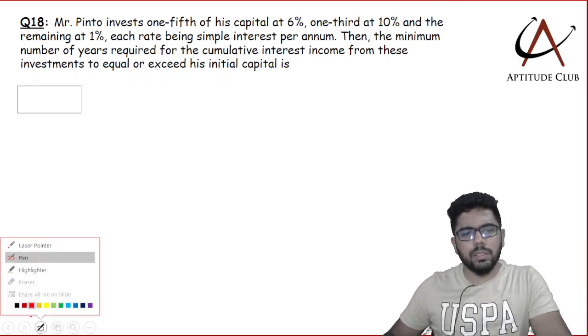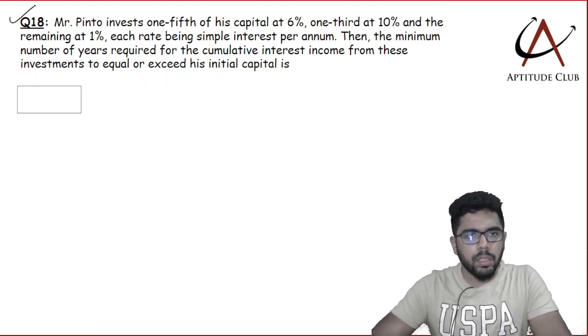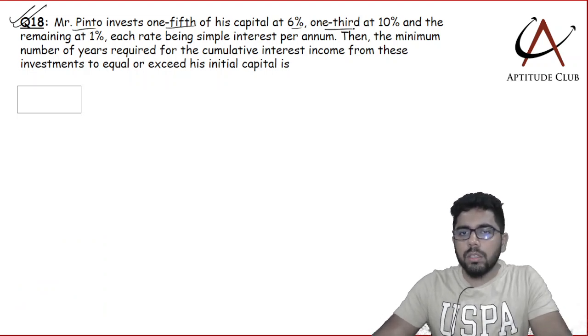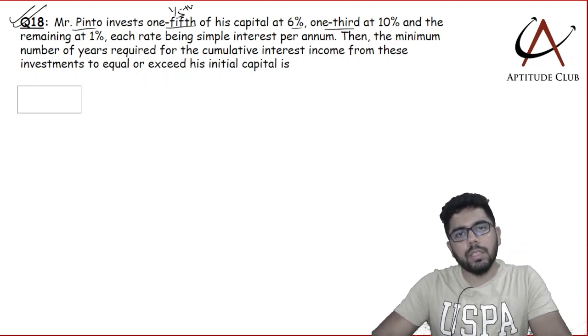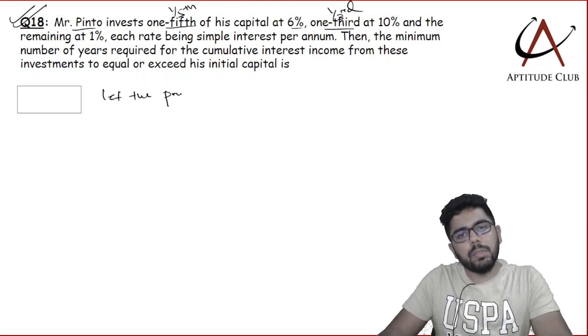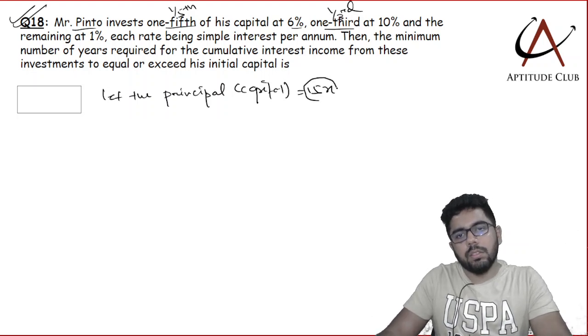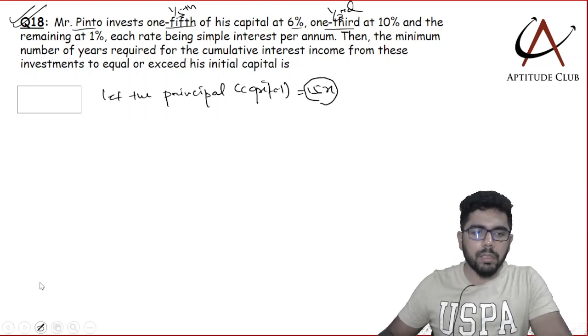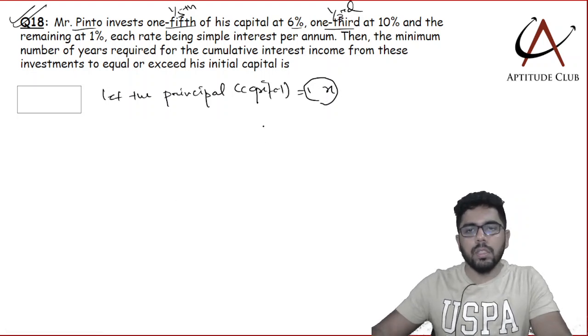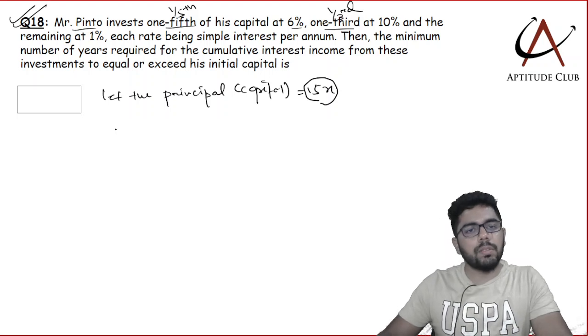Let us look at this very easy question on simple interest. Mr. Pinto invests 1/5 of his capital at 6%, 1/3 at 10%. So I'm seeing two fractions, 1/5 and 1/3. So I'll take the principal or the capital as 15x. I'm taking something divisible by 3 and 5 because the principal has to be split into 1/3 and 1/5.